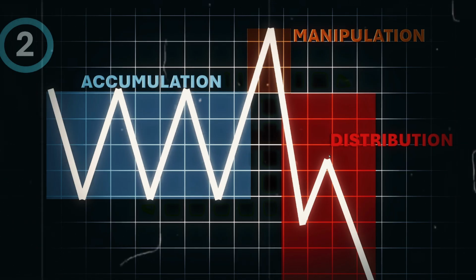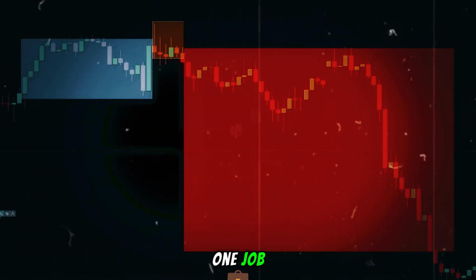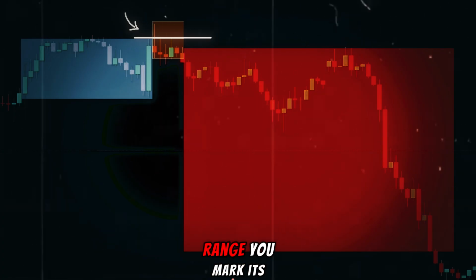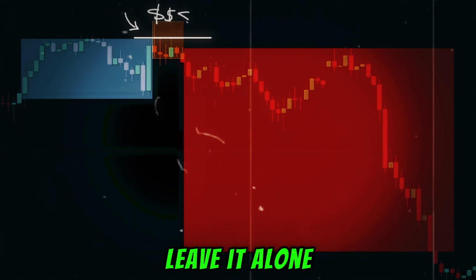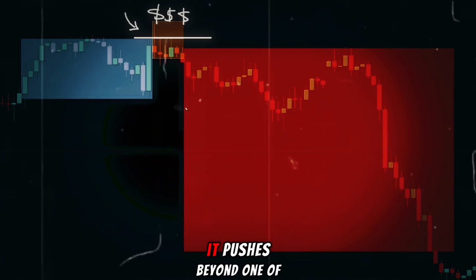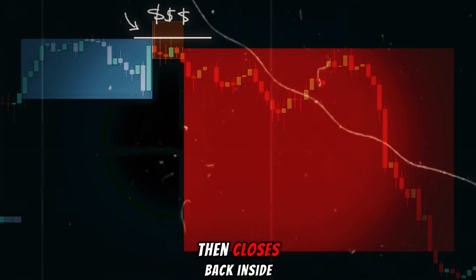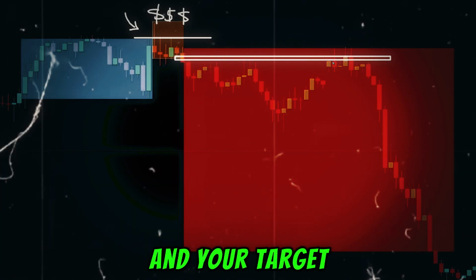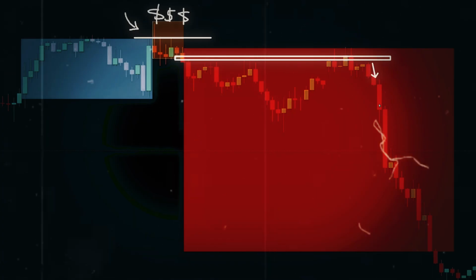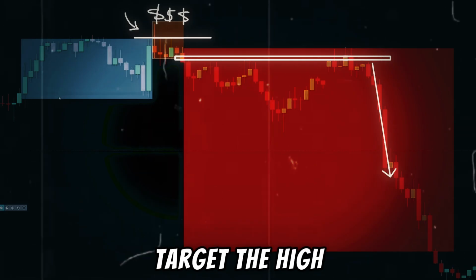Part 2. The model in 3 candles. The setup is 3 candles, and each one has exactly one job. Candle 1 defines the range: you mark its high and its low, and then you leave it alone. Candle 2 is the sweep. It pushes beyond one of those edges, grabs the order sitting there, and then closes back inside the range. Candle 3 is your entry, and your target is the opposite edge of candle 1. Sweep the high, target the low. Sweep the low, target the high.